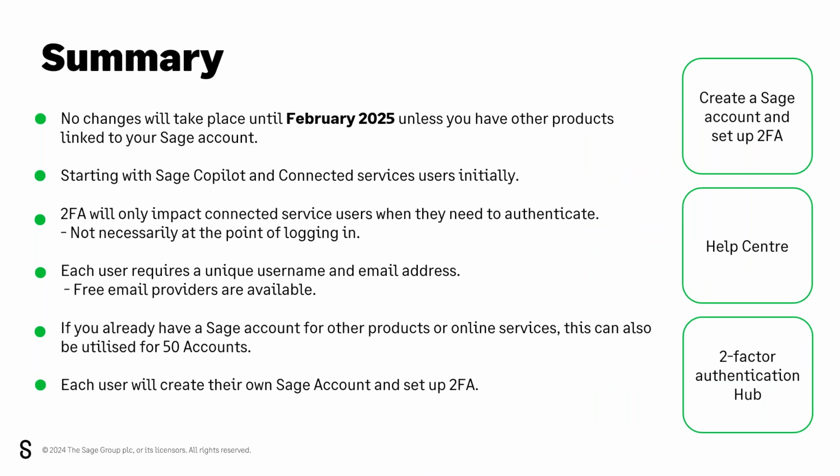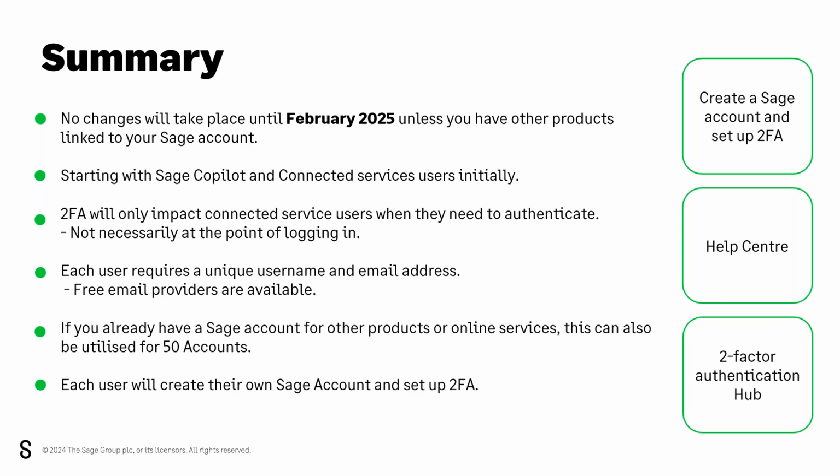Okay, so to summarize, no changes will take place until February 2025, as I've just said, unless you have other products linked to your Sage account. Again, it's going to start initially with Sage Copilot and connected service users. And 2FA will only impact connected service users when they need to re-authenticate, and it's not necessarily going to be at the point of logging in. Each user requires a unique username and email address. I know in some cases everyone's using a shared mailbox, but you will need to have a unique email address per user. If you're unable to create one via your own domain, then there are plenty of free email providers out there that you can use to create one for this scenario.